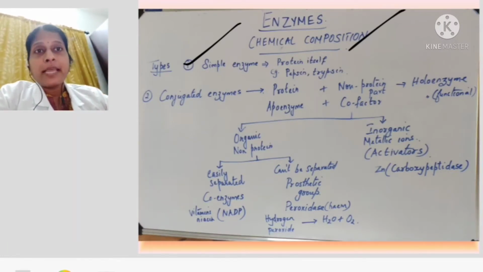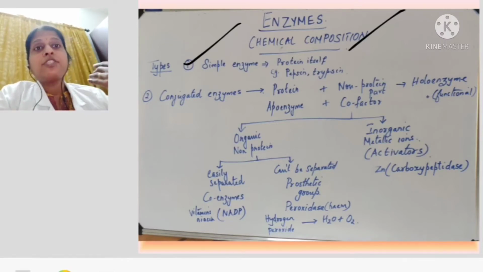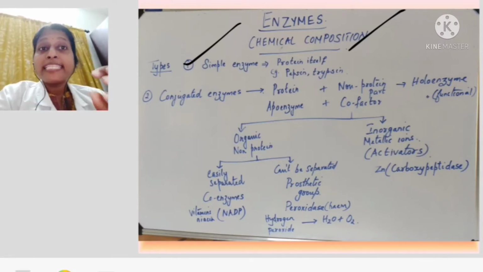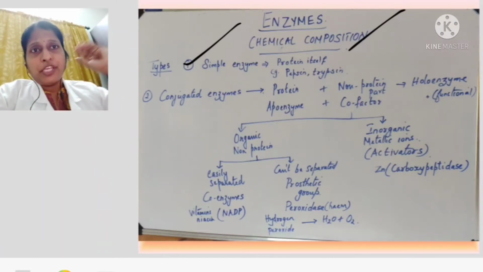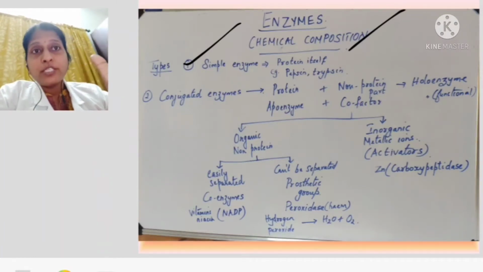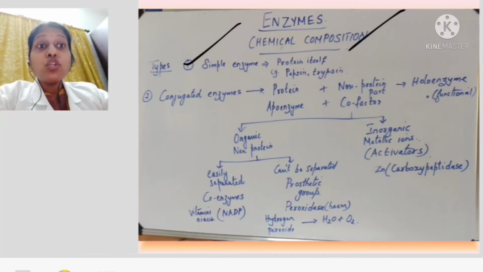If it is totally protein itself, then we call it a simple enzyme. Examples are pepsin, which digests protein and is present in the stomach, and trypsin from the small intestine, which also digests protein. So these are all examples of enzymes which are only proteinaceous. They are made up of only proteins. Another one is the conjugated enzyme.